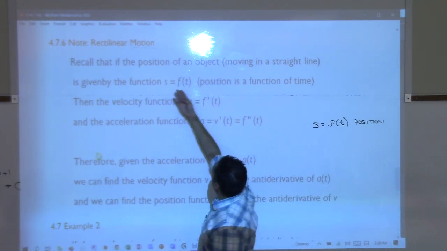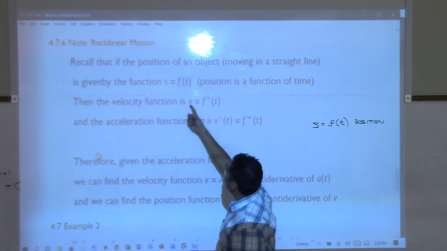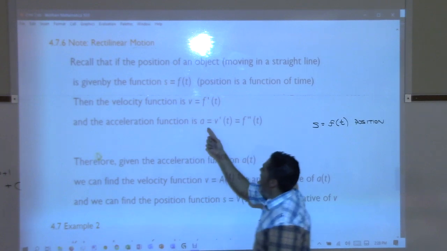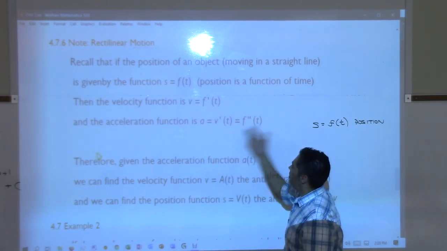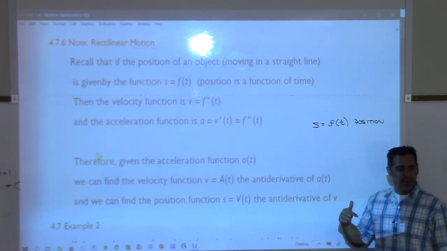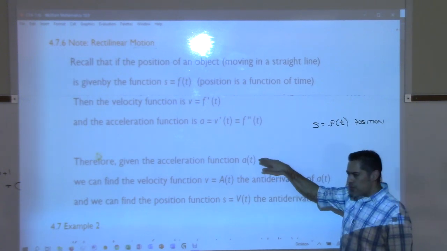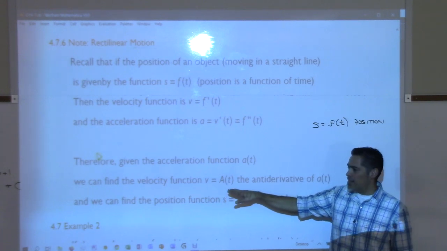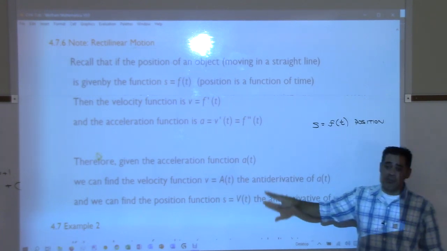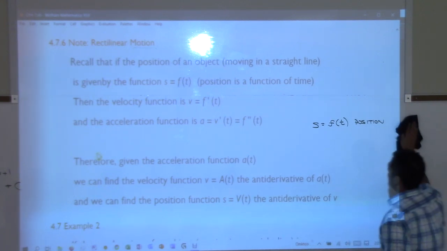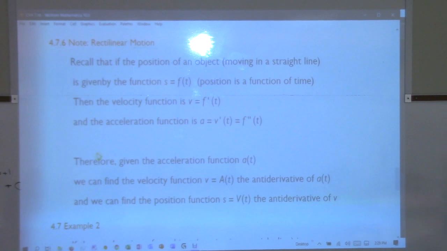So this is just reminding you. If you're given a position function, then the velocity function v is just the derivative of that position function, and the acceleration function is just the second derivative. Okay? That means that we can look at this backwards. If we start with an acceleration function, the antiderivative of that should be the velocity, and the antiderivative of that should be the position. Do you all agree with that? Okay.